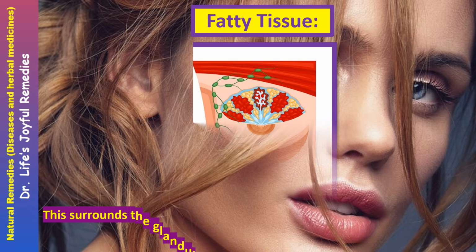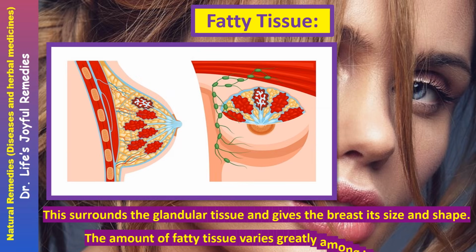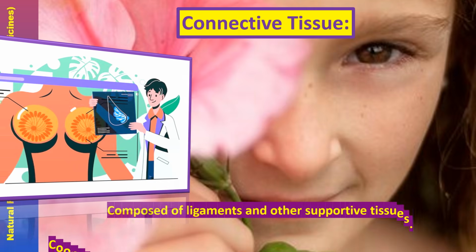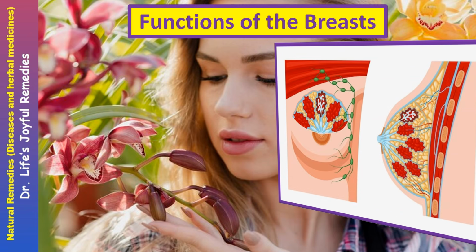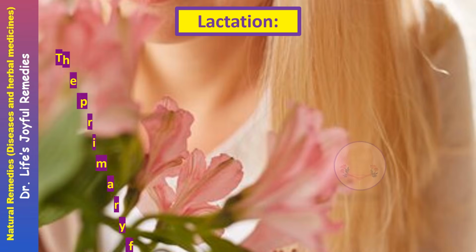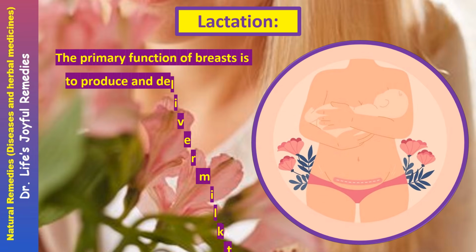Fatty tissue. This surrounds the glandular tissue and gives the breast its size and shape. The amount of fatty tissue varies greatly among individuals. Connective tissue. Composed of ligaments and other supportive tissues. Cooper's ligaments help to maintain the shape and position of the breast. Functions of the breasts. Lactation. The primary function of breasts is to produce and deliver milk to infants.